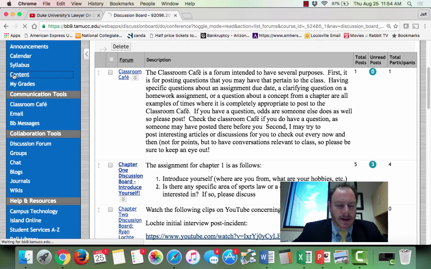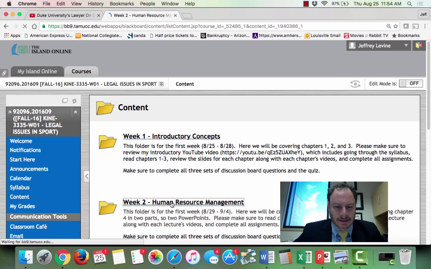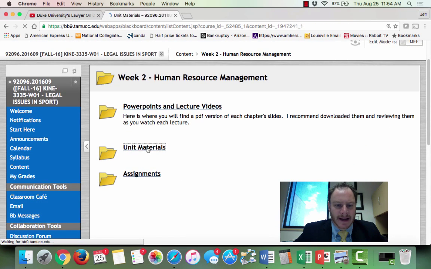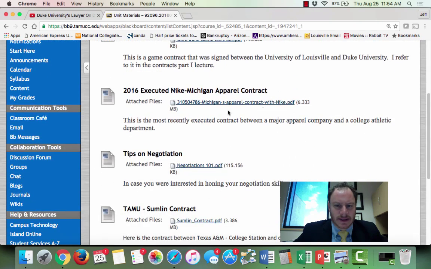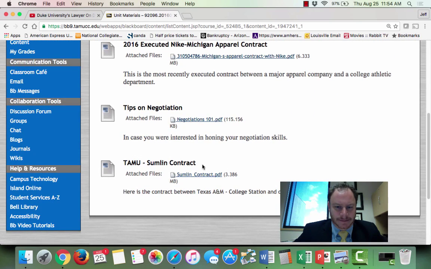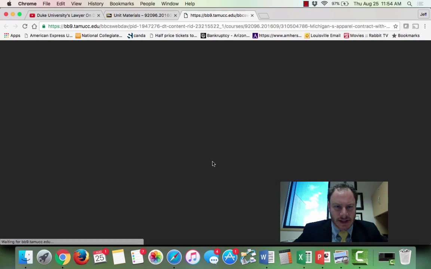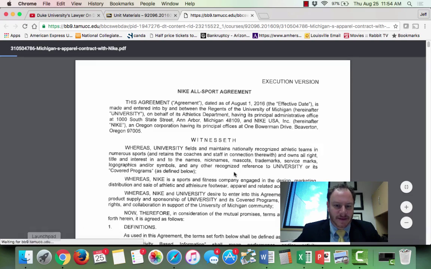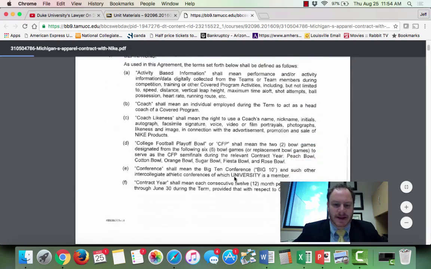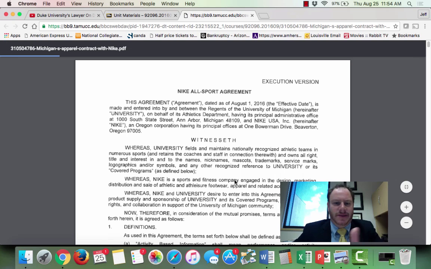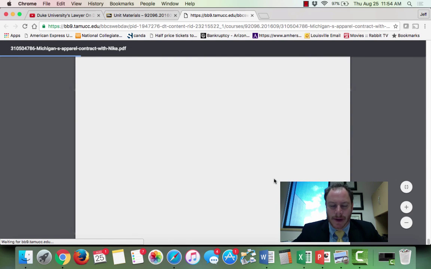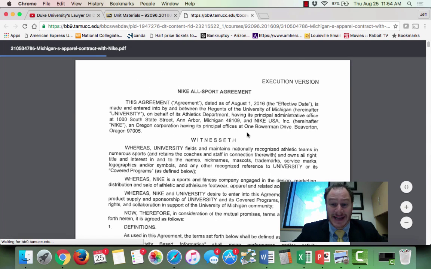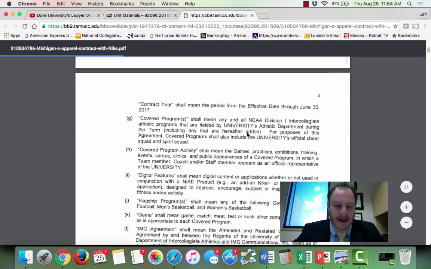So if we click on a contract, let's look at this contract between the University of Michigan. Hopefully it doesn't take forever to load up. Hooray, it didn't. The contract between Nike and the University of Michigan. You can see it says executed version right down there. So the parties, both Michigan's athletic department and Nike, have signed off on it.